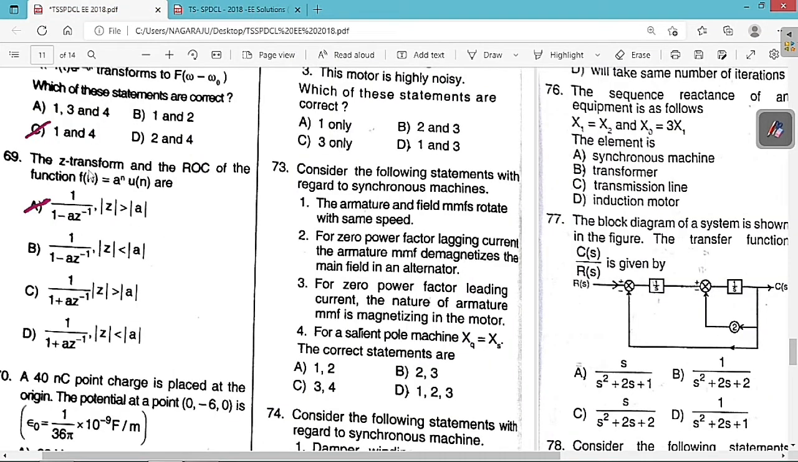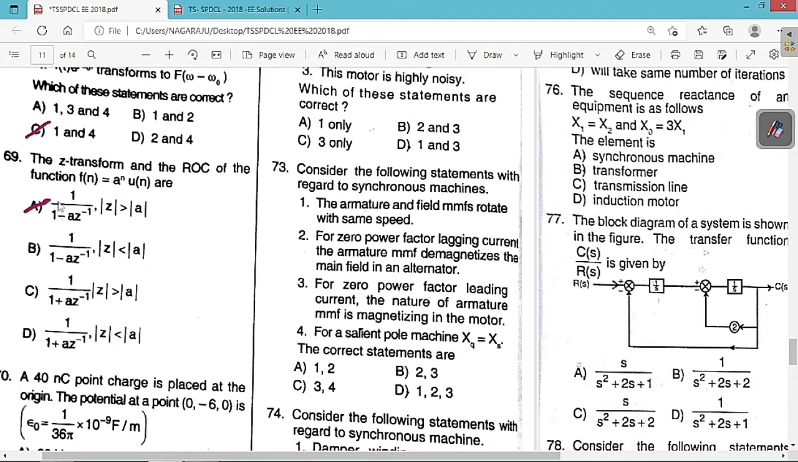Now we are going to solve another question. The question is: find the z transform and the ROC of the function f(n) equal to e to the power of n into u(n). What are the four options? Option A: 1 by 1 minus a into e to the power of minus 1, with ROC greater than mod a. So this is the z transform and also its ROC.